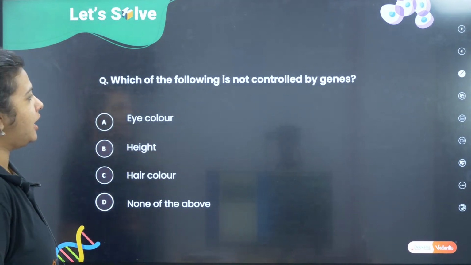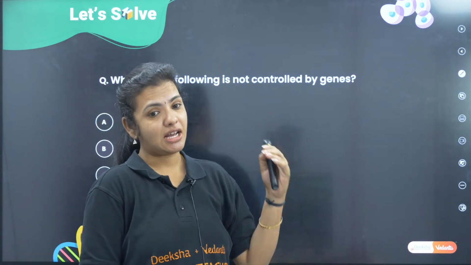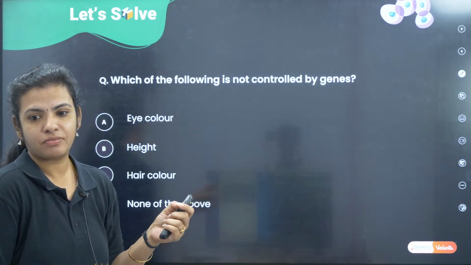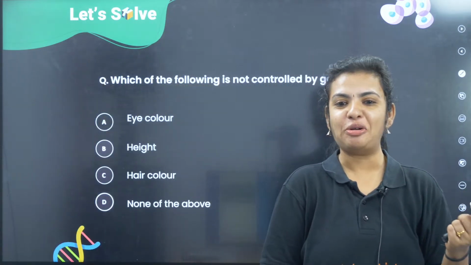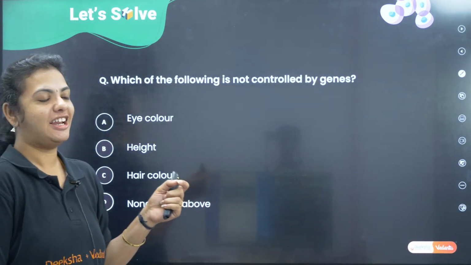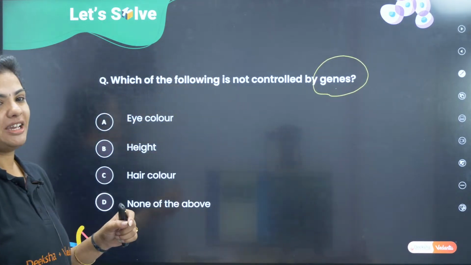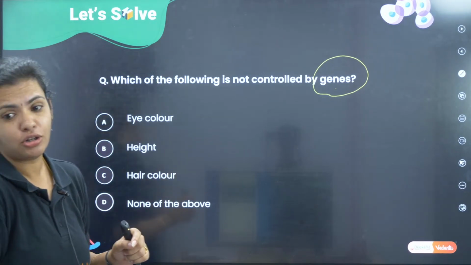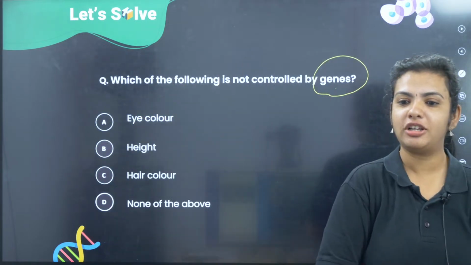Alright. So, which of the following is not controlled by genes? We have a few characteristics and they are asking us which character is not controlled by genes. Eye color, height, hair color, none of the above. So, what do you think is not under the control of genes among these four characteristics?